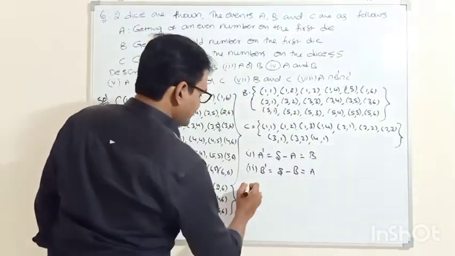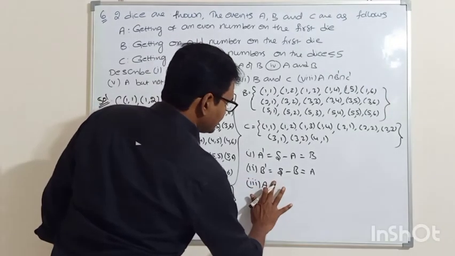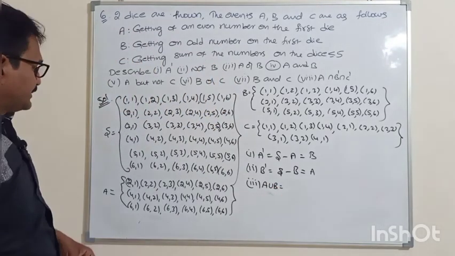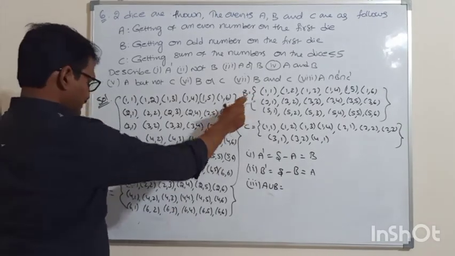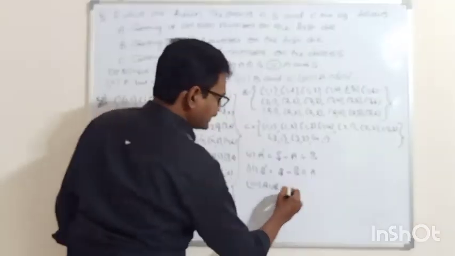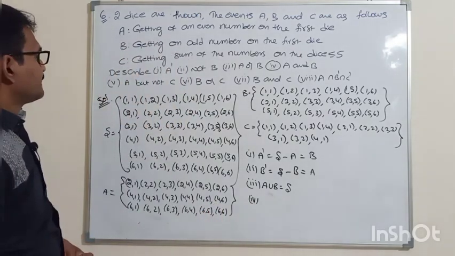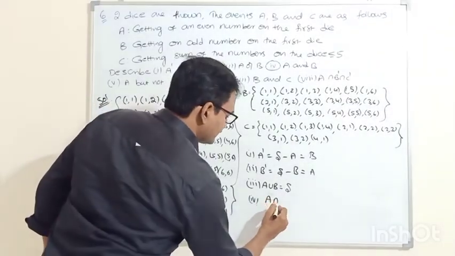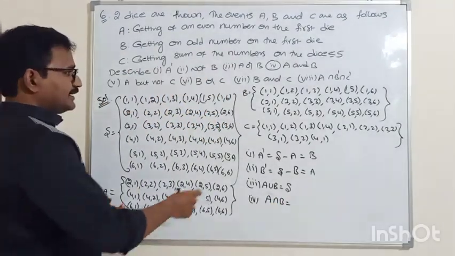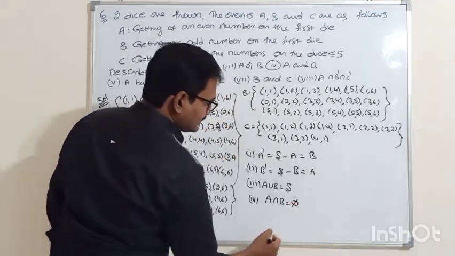Next, third one, A or B. Or means union. A union B. So if you add A and B, this sample points plus this sample points, you will get the total sample points. So A union B is equal to S. Next, A and B. A intersection B. And means intersection. So for A and B, are there any common elements between these two? No common elements. So it is equal to the null set.